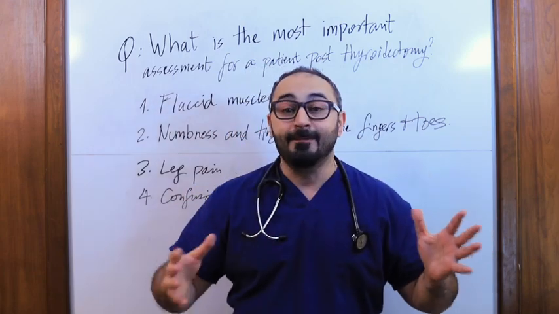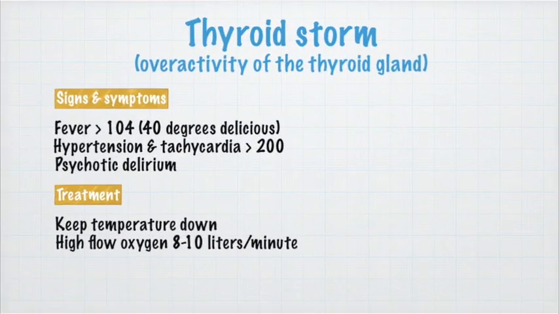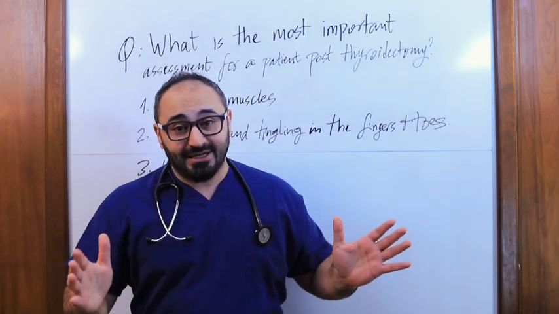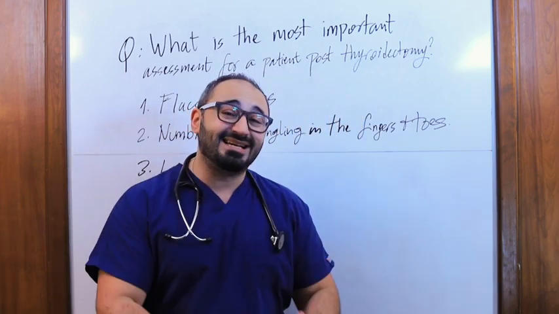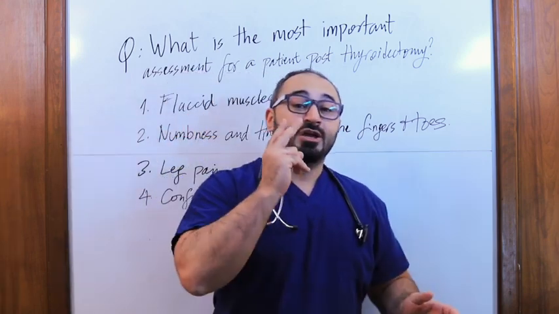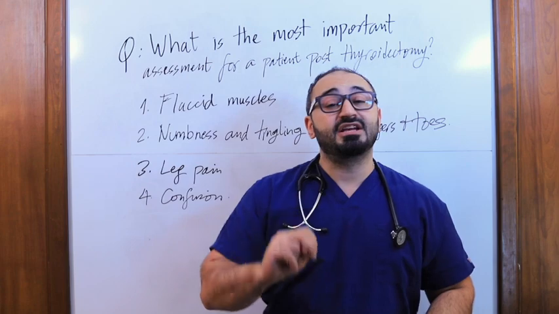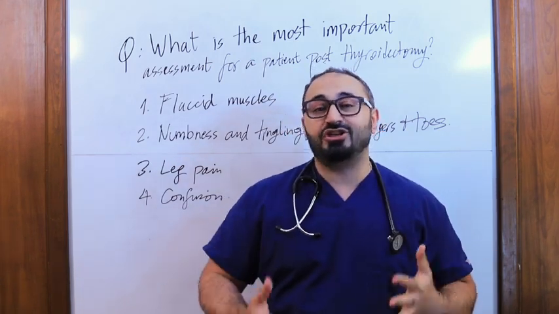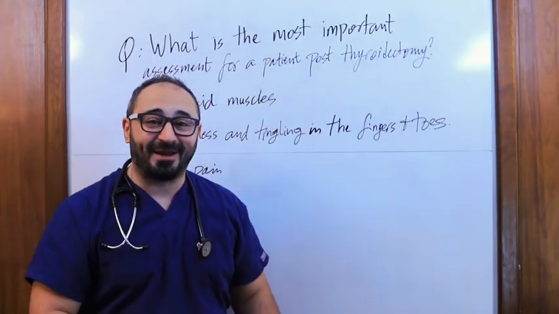It is crazy. And the patient-nurse ratio for these kinds of patients when they are facing a thyroid storm is 2-to-1. And I don't mean 2 patients to 1 nurse. I mean 2 nurses for 1 patient, because this is a very critical situation, and you need 2 nurses to keep an eye on that patient. So treatment, there are 2 things you need to do. You need to control that temperature, and you need to give oxygen to the patient, usually 8 to 10 liters of high flow.